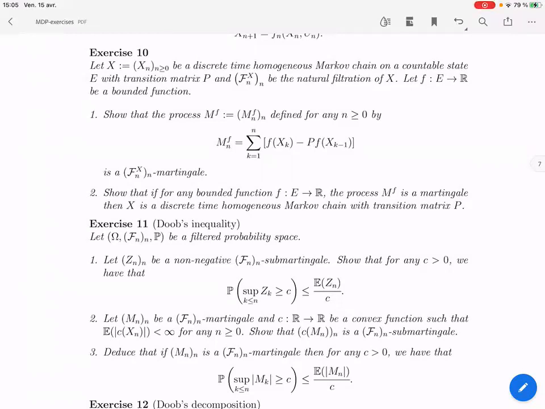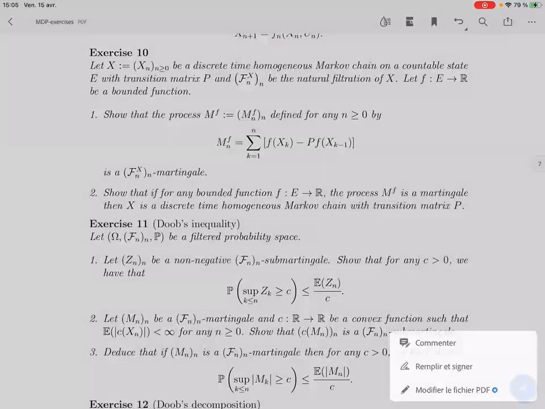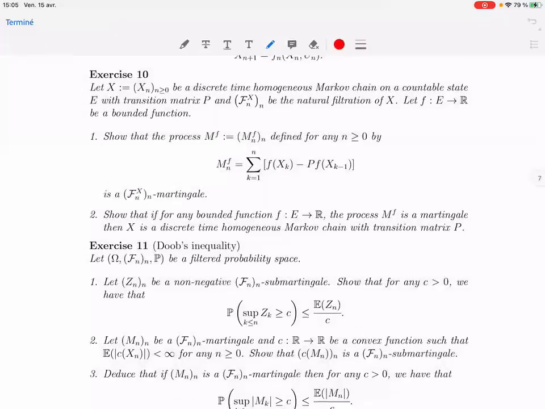So F_n^X is the natural filtration of X, so it is sigma of X0, X1, X2, up to Xn. And we take f, a function from the state space E into R. The first question is to show that the process M^f, depending on this function f, which is defined by this formula, is a martingale with respect to the filtration which is here.